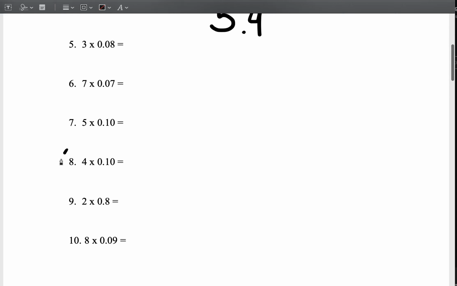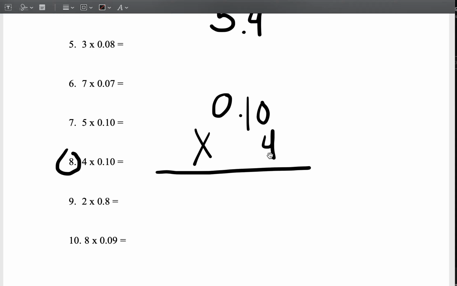Let's try one more. Let's try number 8. So 0.10 times 4. So 0 times 4, we all know anything times 0 is 0. 4 times 1 is 4, and 4 times 0 is 0. In this case, how many numbers are behind the decimal? 1, 2. So there's going to be 2 numbers behind the decimal as well. So the answer to number 8 is 0.40. So this one's very simple.